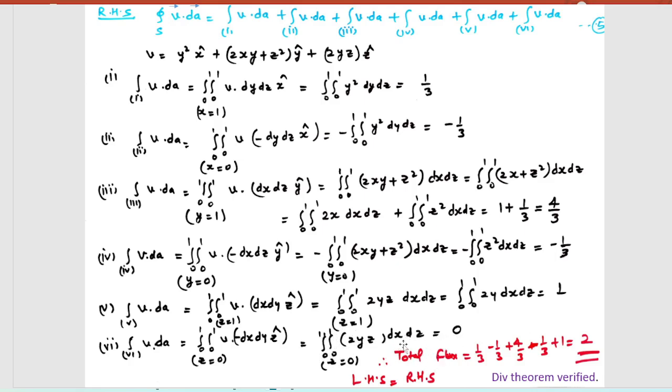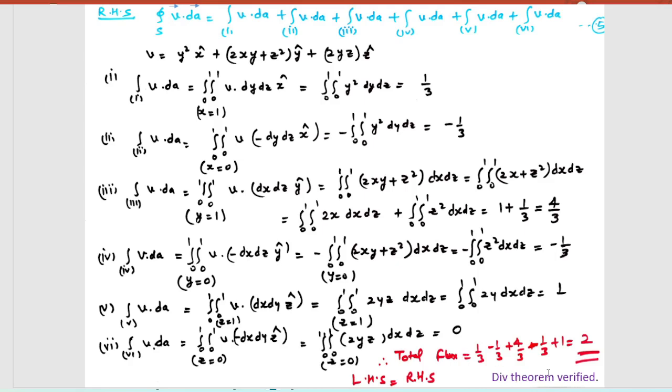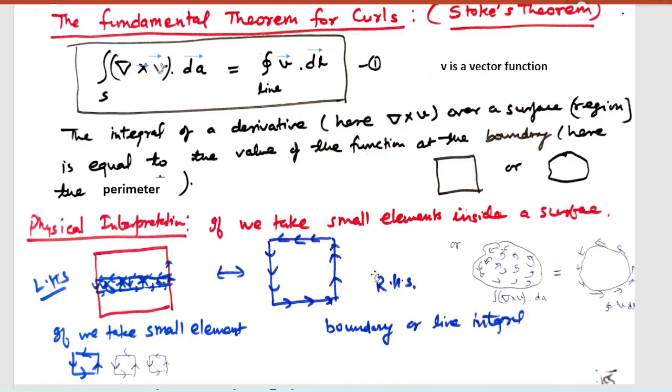So total is 1 by 3 minus 1 by 3. If we add these all 6 values, it is giving 2. So left hand side was 2 and right hand side is also 2. So now we can say that this divergence theorem is verified, or the Gauss divergence theorem is verified for the given function for this Q.